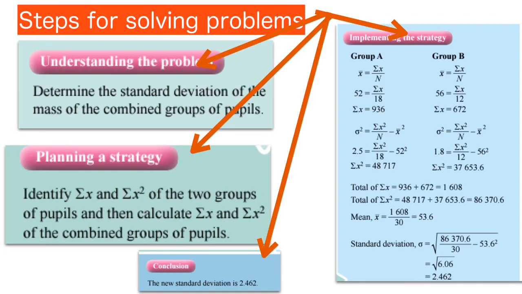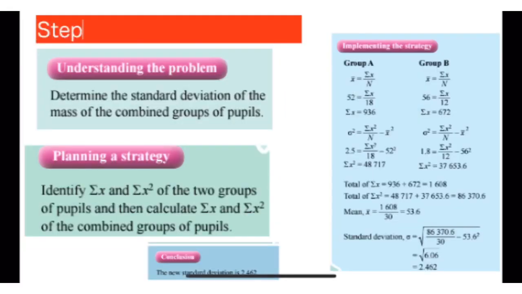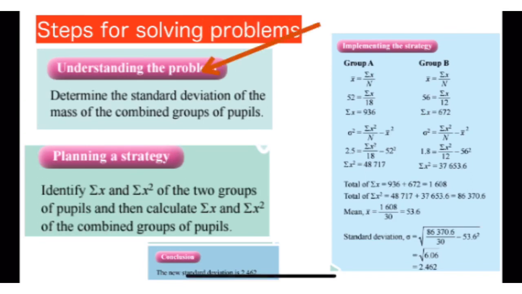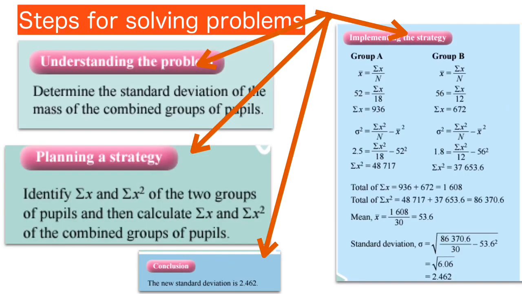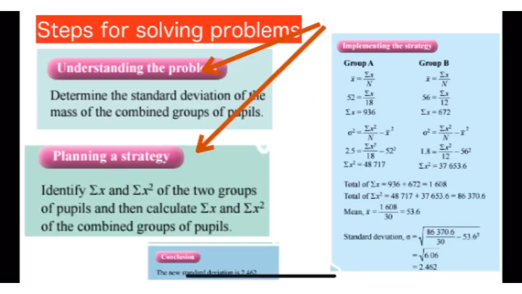In order to solve this kind of question, it involves 4 steps. Step 1 is understanding the problem. The problem is we need to determine the standard deviation of the mass of the combined groups of pupils.